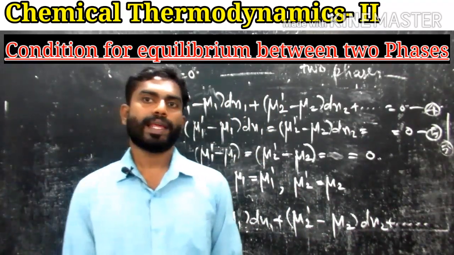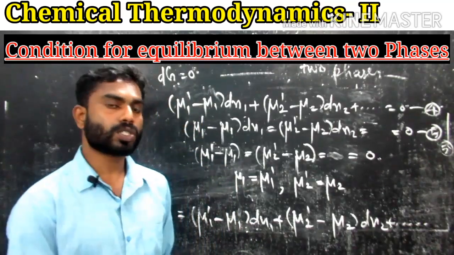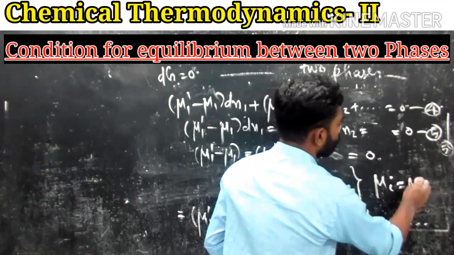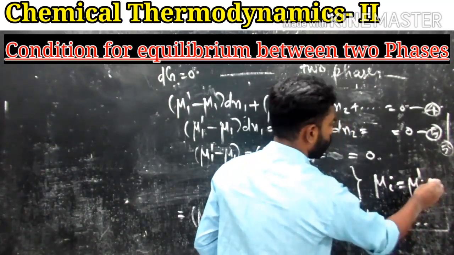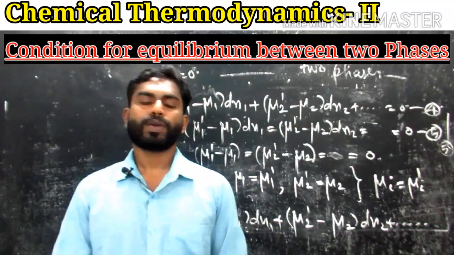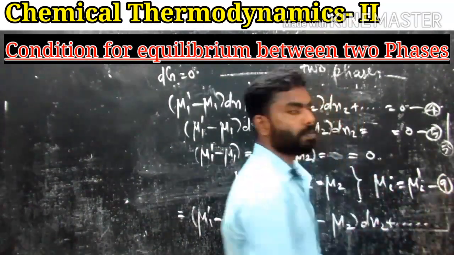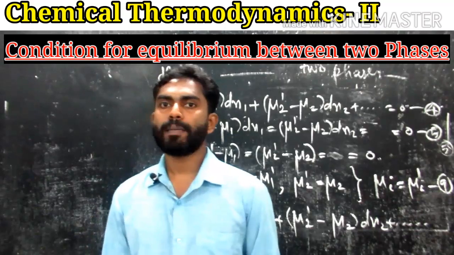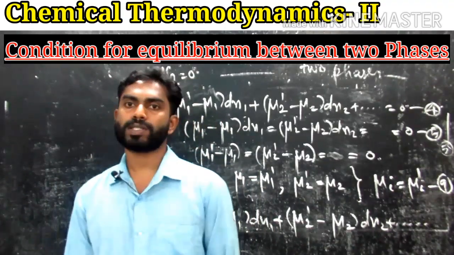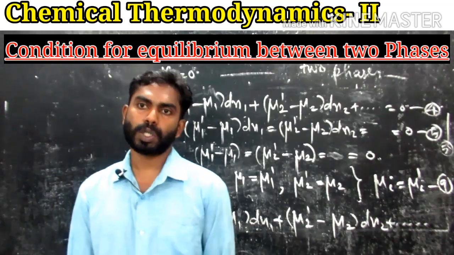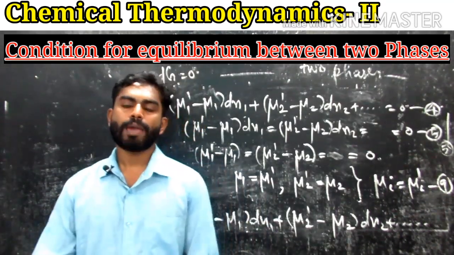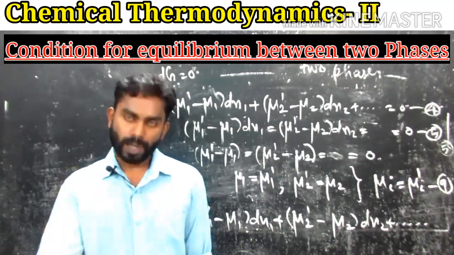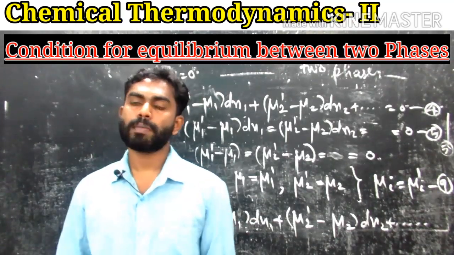Or in general, for any ith component in such a system, mu i is equal to mu i dash. This is equation 9. From equation 9, we can generalize that for equilibrium at constant temperature and pressure in a multi-component system consisting of a number of phases, the partial molar Gibbs energy or chemical potential of each component must be the same in all phases.